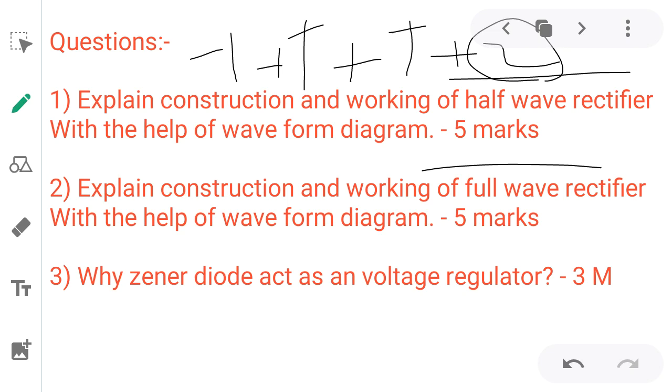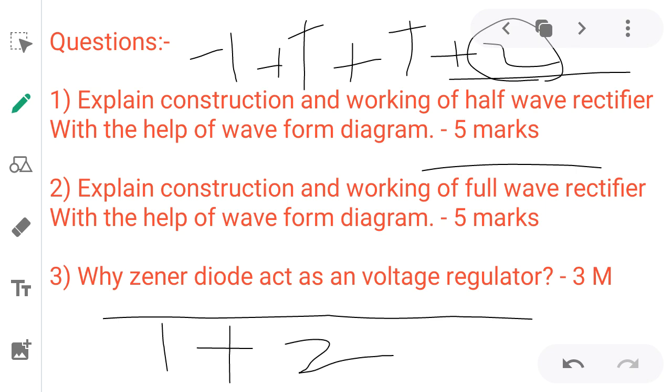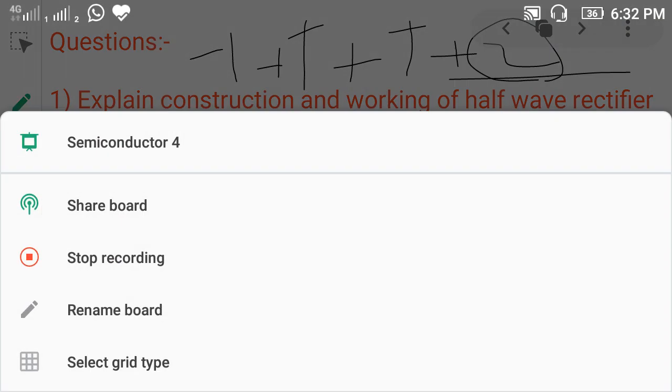There is a chance of asking Zener diode as a voltage regulator for 3 marks. This is 3 marks: 1 for its diagram, another 2 marks for its working explanation. Totally it carries 3 marks. But this waveform question, half wave or full wave, is a compulsory one. Either one they may ask in the examination. Thank you.